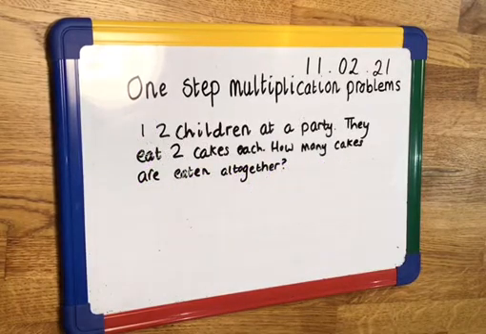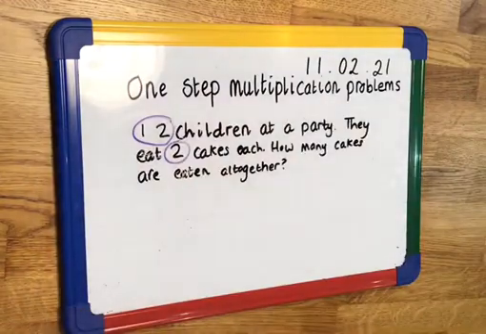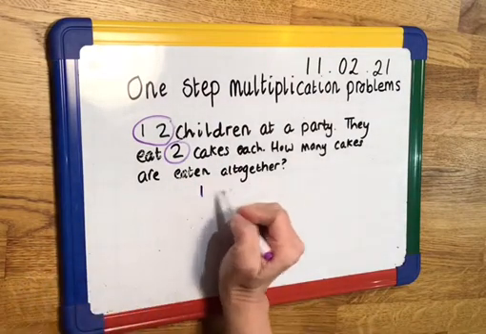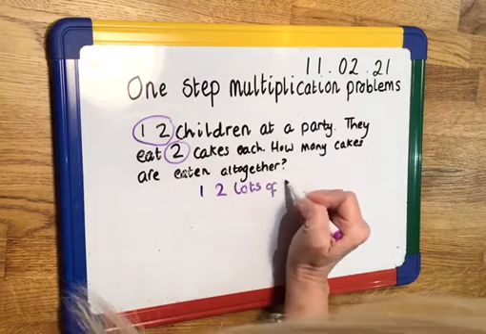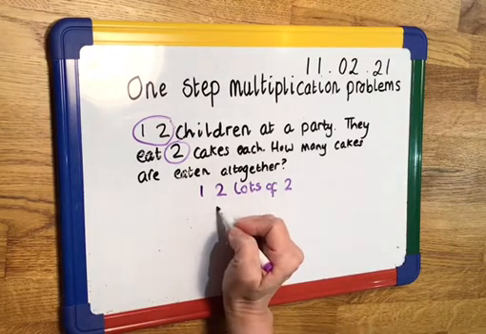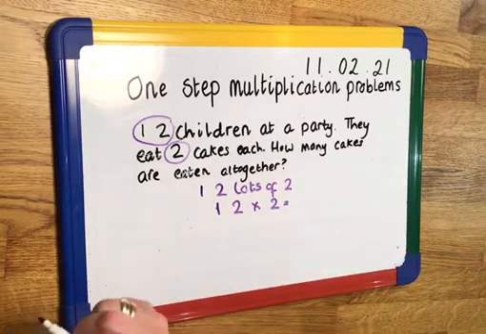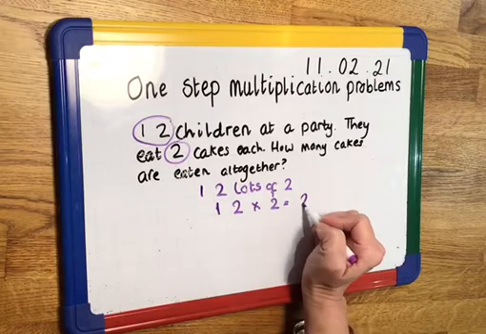So children, did you spot that the important numbers were 12, put a circle around it, and 2? So there were 12 children at the party, 2 cakes each. That's 12 lots of 2. So let's write that there. 12 lots of 2. I know that 12 lots of 2 is the same as 12 times 2. And that equals, I can use my 2 times table, 12 lots of 2 is 24.